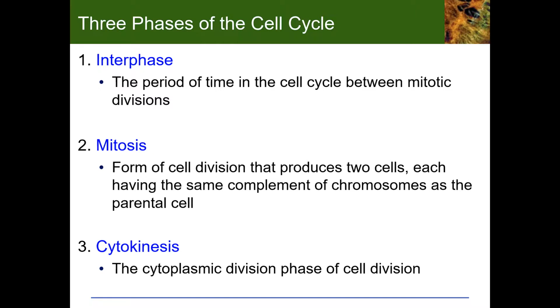Okay, the three phases of the cell cycle. You have the interphase, which is the period of time in the cell cycle between mitotic divisions. You have mitosis itself, which is a form of cell division that produces two cells, each having the same complement of chromosomes as the parental cell. And then finally, the cells have to break apart, so we call it cytokinesis. Cyto means cell. Kinesis means to move, so it's literally translated as cell moving apart. And it's the cytoplasmic division phase of cell division, which is when the shared cytoplasm actually splits into two separate cytoplasms to make the two new cells.